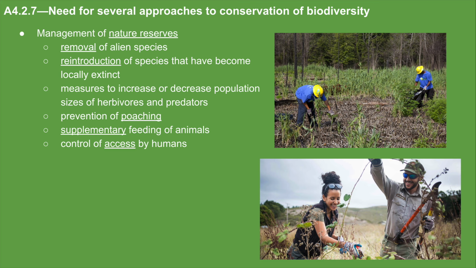Okay, and we'll talk about some alternatives, but we also can do active management of nature reserves. This can mean going out and doing removal of alien species, reintroduction of species that have become locally extinct, measures to increase or decrease population sizes of herbivores and predators, prevention of poaching. Sometimes we might need to do supplementary feeding of animals, and we might need to have control of access by humans.